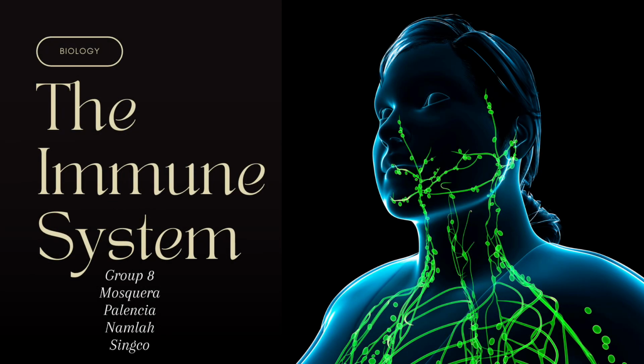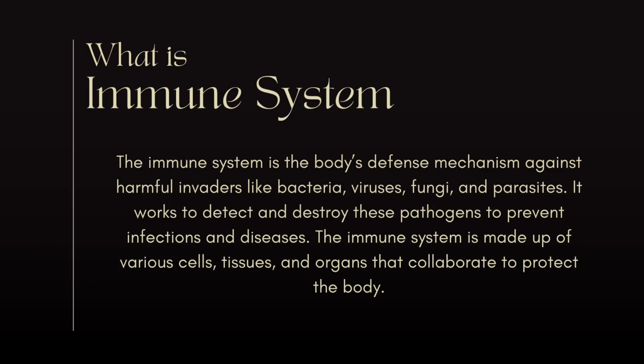Good day everyone. Today we're going to tackle the immune system in animal form and function. This was given to us to present, and we will give you an explanation about how this immune system occurs in animals and plants. So what is the immune system?